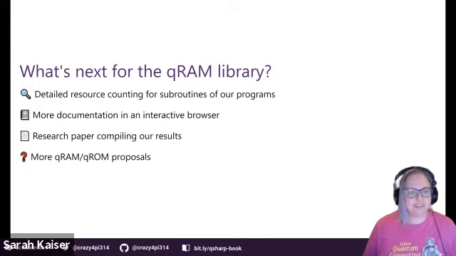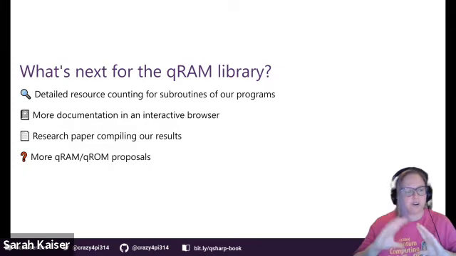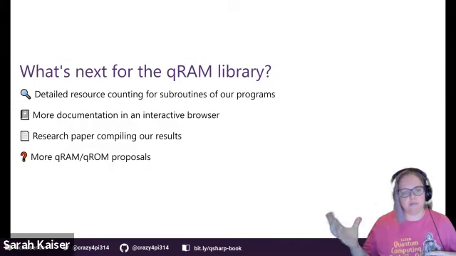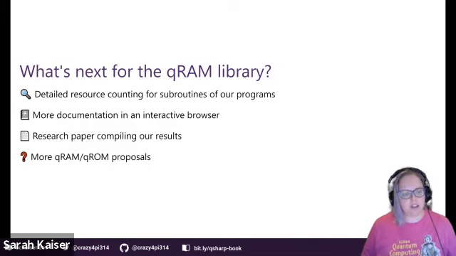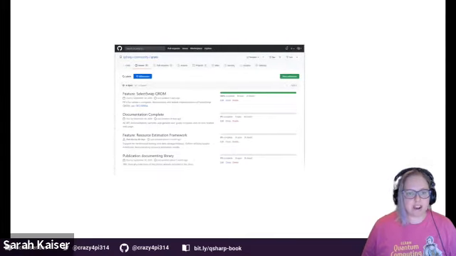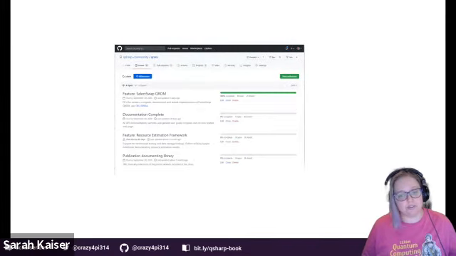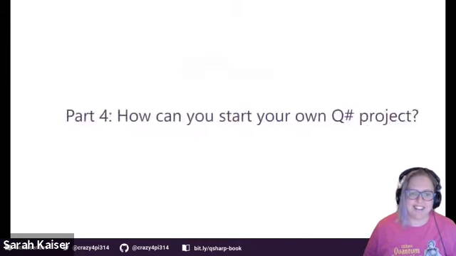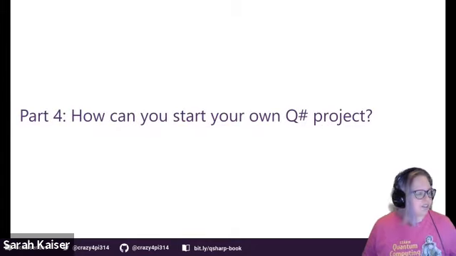We want to do more detailed resource counting. There are parts where we don't really care about the resources being used, and other parts where we say, yes, this is actually the critical part. So we want to be able to customize that a little bit better, improve documentation, and get a paper out. So that's pretty much where we're at. And you can see all of this with our milestones publicly on the repo, so you can always see where we're at on this.